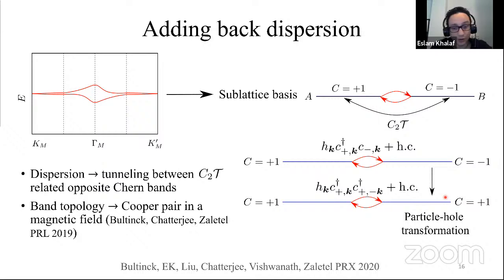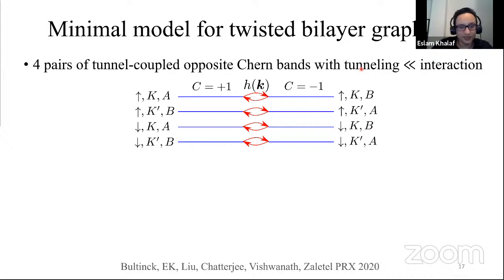So we have now found a way to rewrite the single particle physics to make all the properties we want manifest. So we have the topology and the symmetry, and this is a basis that also makes the relation to the quantum Hall physics manifest, which will be very important to us when we add interaction. So this leads us to the following minimal model for twisted bilayer graphene, where we think of it as essentially four pairs of tunnel coupled opposite Chern bands or quantum Hall bands. And since this tunneling comes from the dispersion, we will assume that this tunneling strength is much smaller than the interaction. And of course, what I was doing was all applied for one flavor, so one valley and one spin.